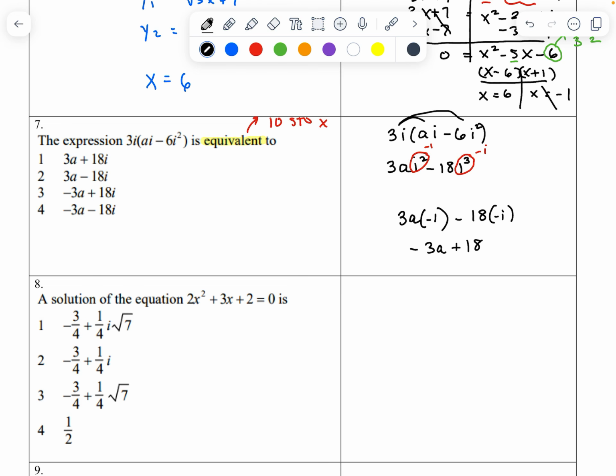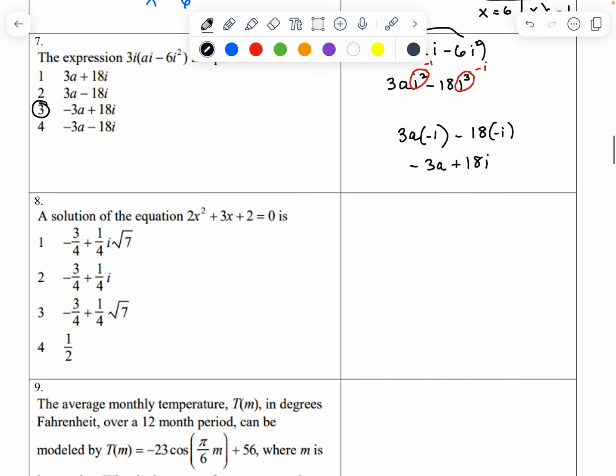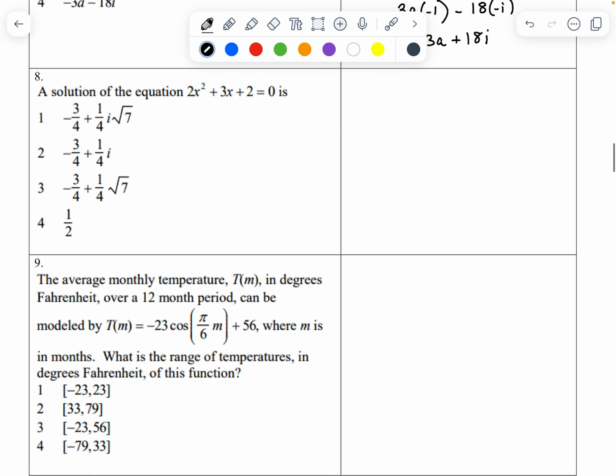So we are, oh, sorry, forgot the i. We are choice 3. And hopefully if we use the equivalent, which I would check if I were you, you get the same answer.